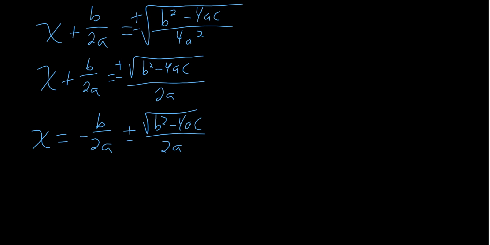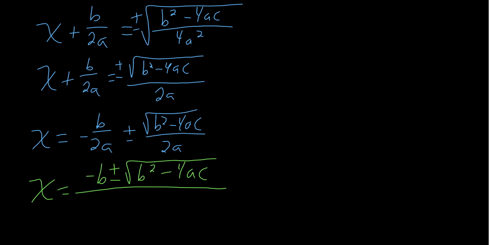And then we have a common denominator. So by combining my denominators, I've got x is equal to negative b plus or minus the square root of b squared minus 4ac over that combined denominator of 2a. Whew, that's it. Quadratic formula. All right, so we see how we can derive the quadratic formula from the quadratic equation using completing the square.